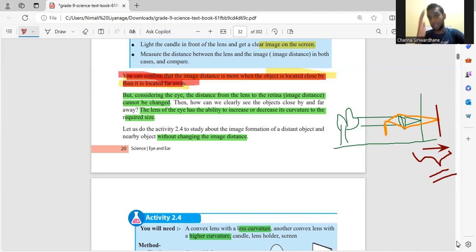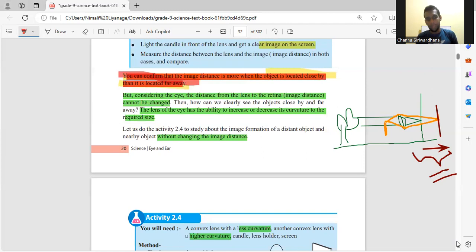Distance between the lens and the image, or lens and the screen. That our screen is retina here, so we can call it the image distance.